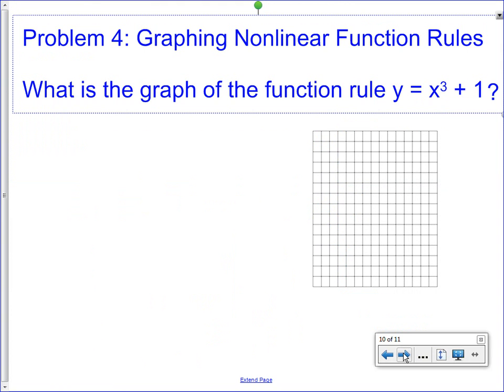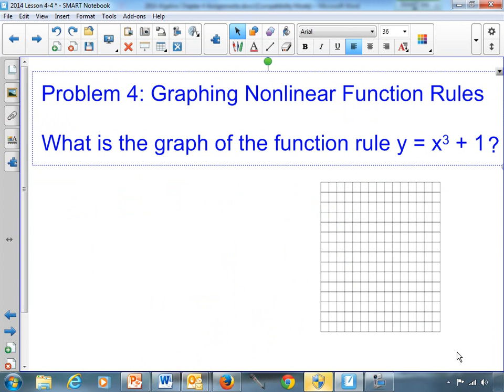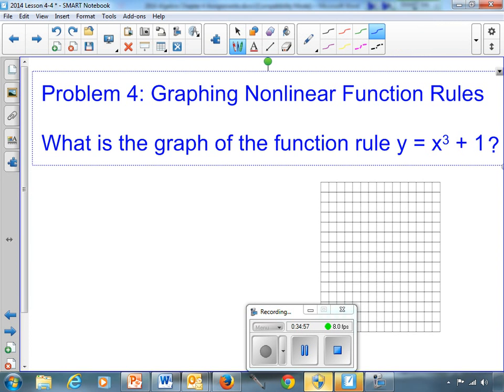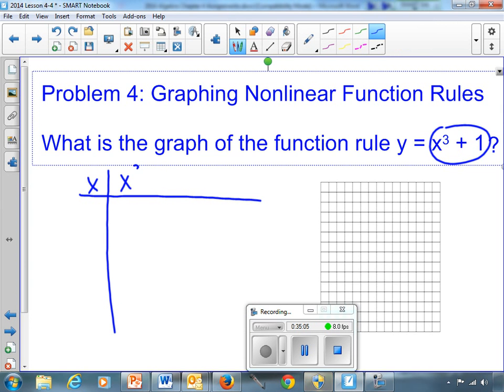Okay, problem number 4. What is the graph of the function rule y equals x cubed plus 1? In our last problem, we're graphing nonlinear functions. So again, we're going to do the same thing. We're going to make a table with our x, with our function rule, x cubed plus 1, and our y as well as our ordered pair.